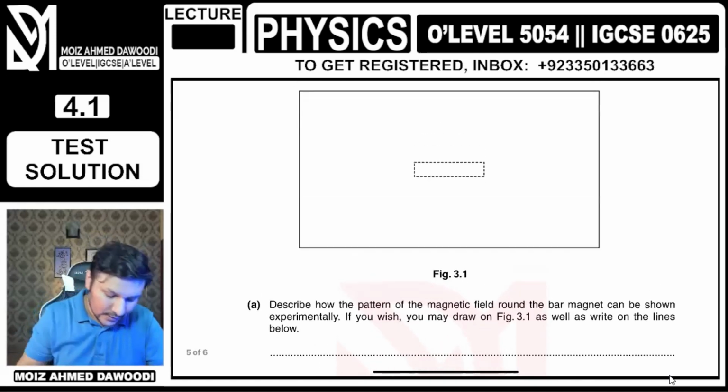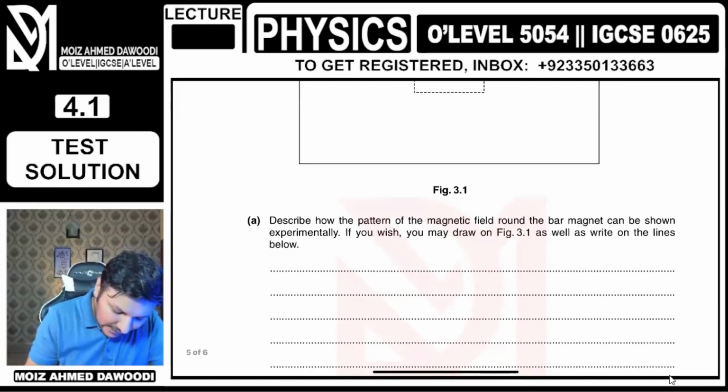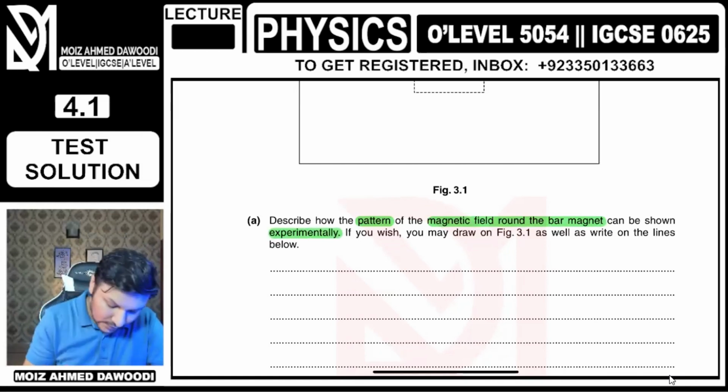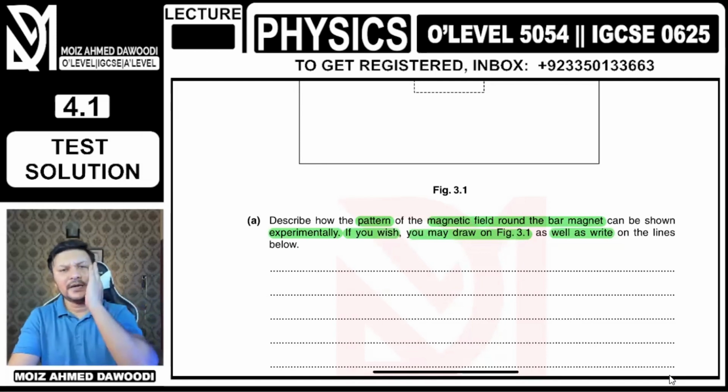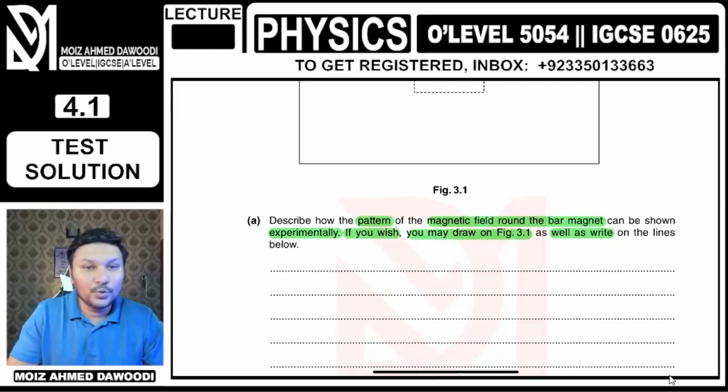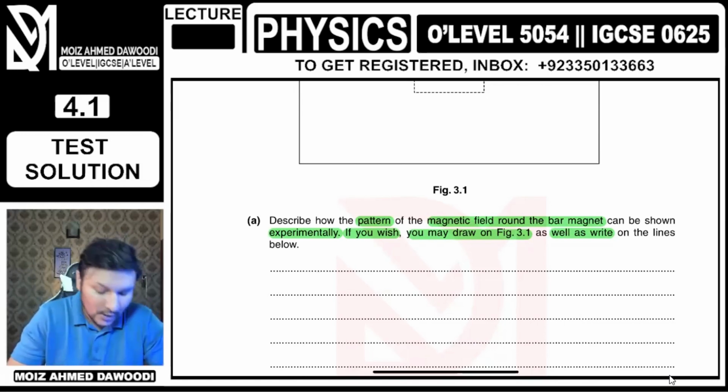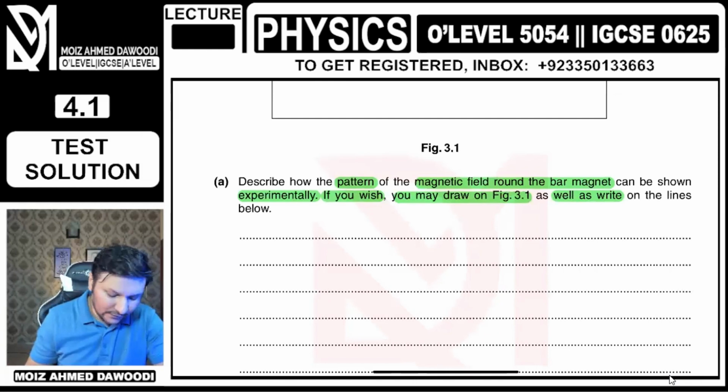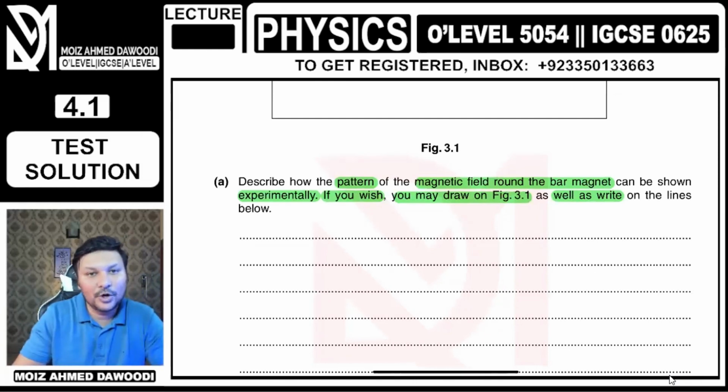Getting my point? So now, describe how the pattern of the magnetic field around the bar magnet can be shown experimentally. Always go with the compass process. If you wish, you may draw the diagram on figure 3.1 as well as write on the lines below. I'll always say that whenever you are given space to draw a diagram, you should draw it, because you cannot know whether there are marks for that diagram or not. Getting my point? So we don't have to write down the first step, place the bar magnet on a piece of paper and draw an outline around it, as it is already explained in the question.